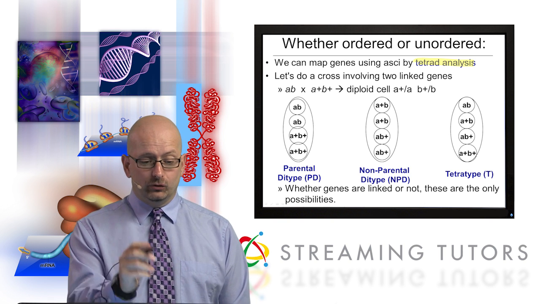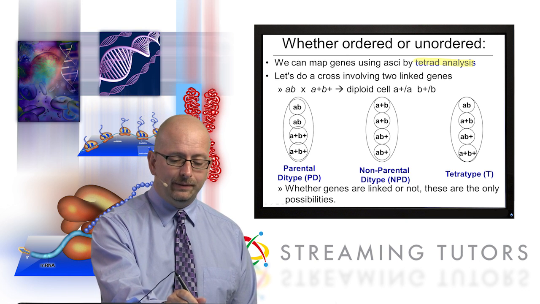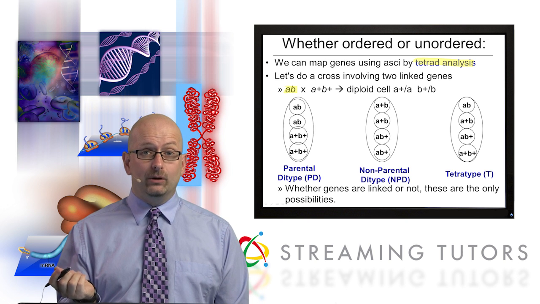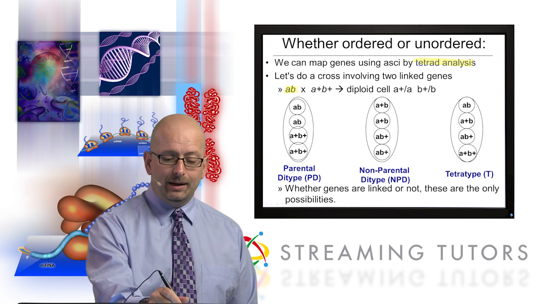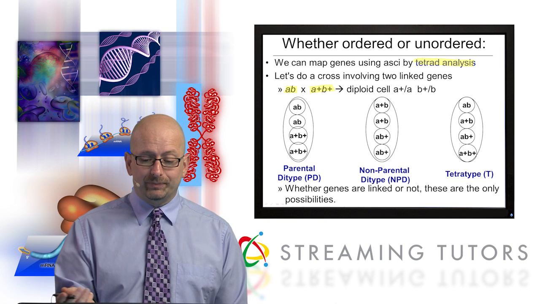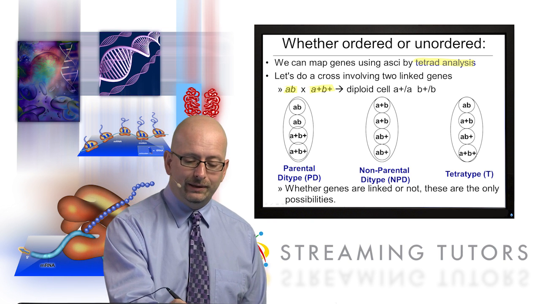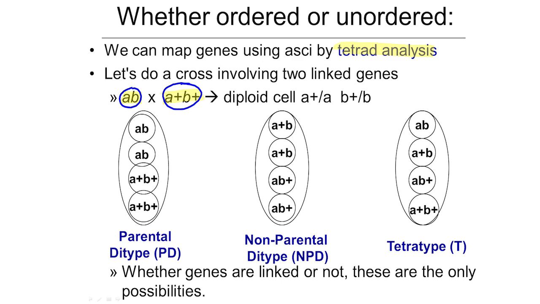All right? So let's do a simple cross involving two linked genes. And the cross is going to be AB, or small a, small b, times, we're using the terminology like flies, the wild type, right? A plus B plus. So when you cross those, remember, this is interesting and a little different to start out with because it's hard to call these parents, but these are the initial haploid cells that are coming together. They're fusing to make a diploid zygote, right? And that zygote is going to do meiosis.